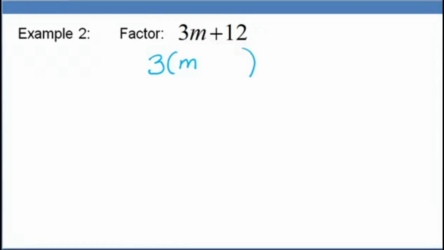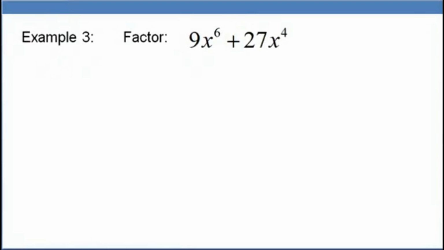We have a 3. We would like to multiply and get a positive 12. So we need to multiply by a positive 4. You should check on these because the check is fast and it's easy. You can even do it in your head. To check, you would just distribute back. So 3 times m gives 3m, and 3 times 4 gives 12.